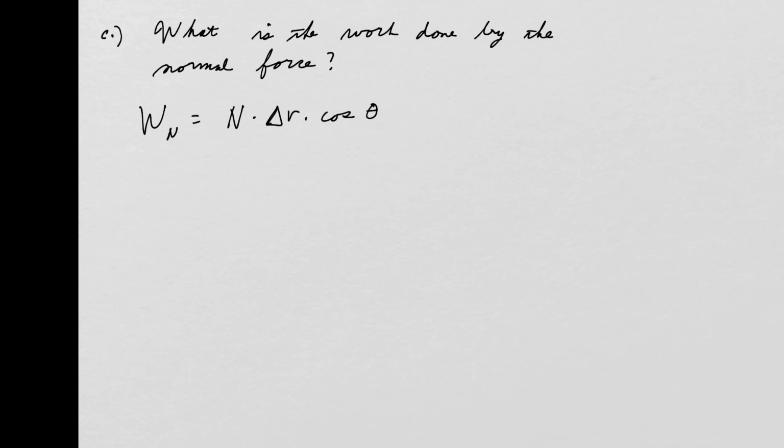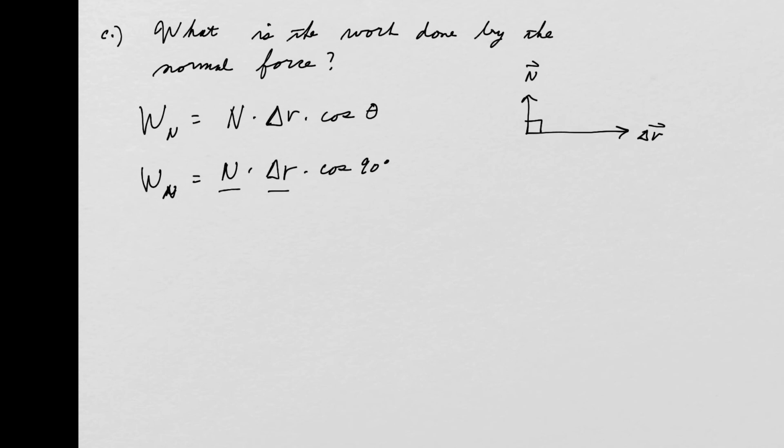Now, it turns out we don't even need to plug any of these in, although we just found N. We know delta R is 2 meters. Why don't we need to plug those in? Because the angle between the normal force, which if you remember was acting straight up, and the displacement, which was to the right, is 90 degrees. And cosine of 90 is 0. So it doesn't even matter what these values are, the whole thing is going to be 0. So the work done by the normal force is 0 joules.